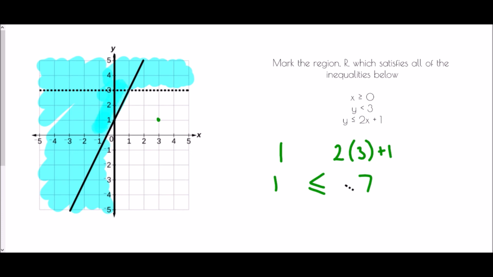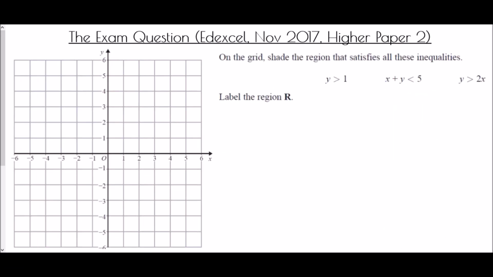And so I need to get rid of everything which does not satisfy the three inequalities. So the section I am interested in is this one. This would be R.